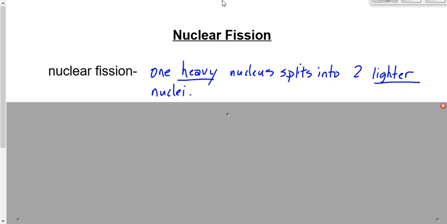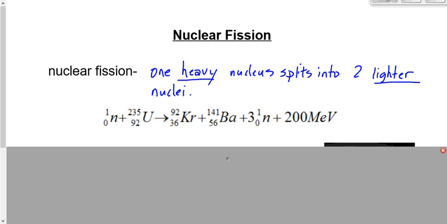Somebody else said, in biology, we've talked about cellular fission. What does that mean? It's another word for mitosis, splitting, the cells splitting up. Fission means splitting. Nuclear fission means the nucleus is splitting. You've got one heavy nucleus that splits into two lighter nuclei.